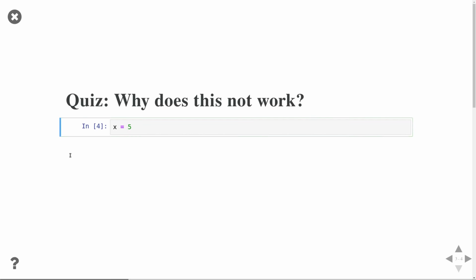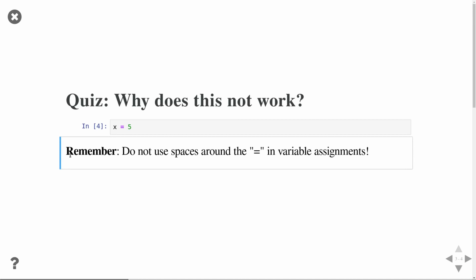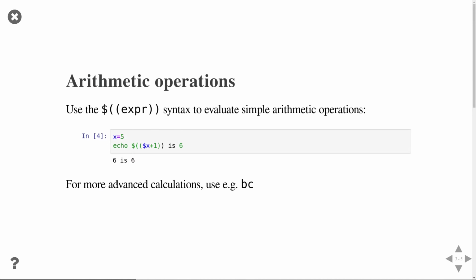And actually, both those spaces are problematic. If you remove the first space but keep the second space, it will assign the variable to an empty string and then try to run the command 5. Right. Yes. So just to take a home message, do not use spaces when you do variable assignments, both before and after the equal sign.